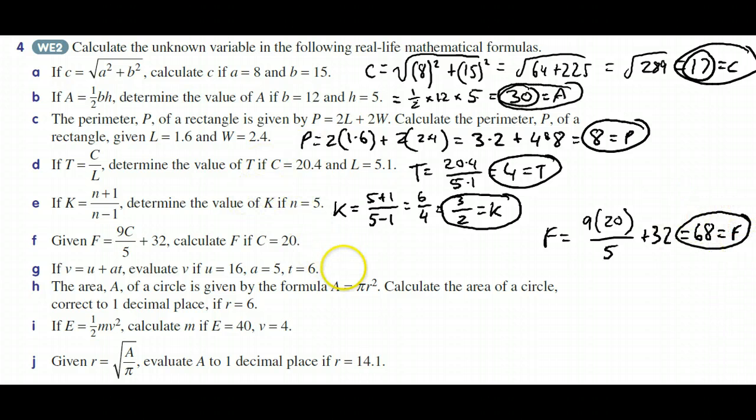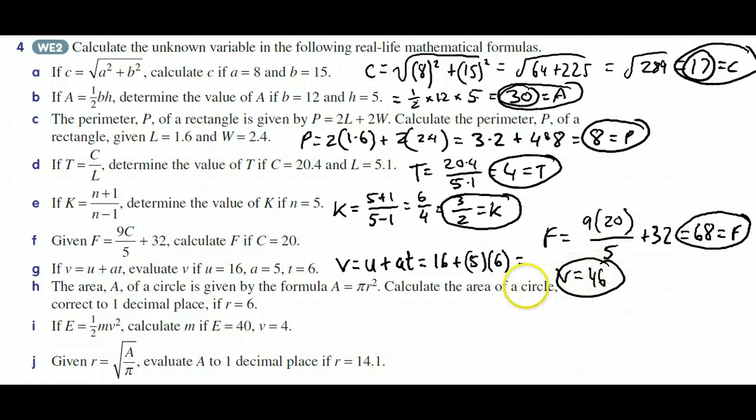Okay, and the next one, we've got V equals U plus AT, where U equals 16, A equals 5 and T equals 6. So we've got 16 plus, this becomes 30. So V equals 46.